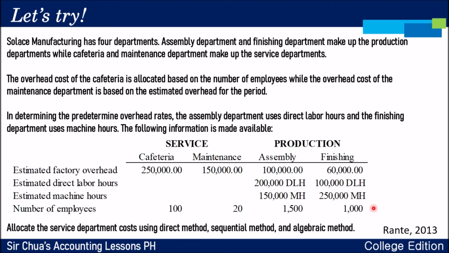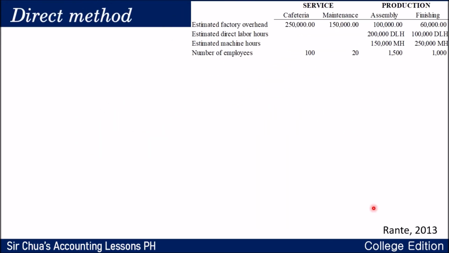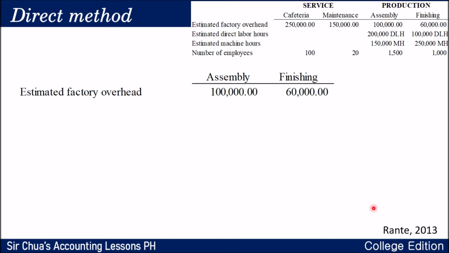Okay, let's start with direct method. Pag direct method po, coming from the word itself, diretso lang siya. Kung ano po yung allocation basis natin, ganun lang po natin siya i-allocate. Okay, so gagawa po kayo ng table na ganyan. So, ililista nyo po yung estimated factory overhead both on assembly and finishing department. For the assembly department, the estimated overhead is 100,000, and for the finishing department, the estimated overhead is 60,000. Okay?